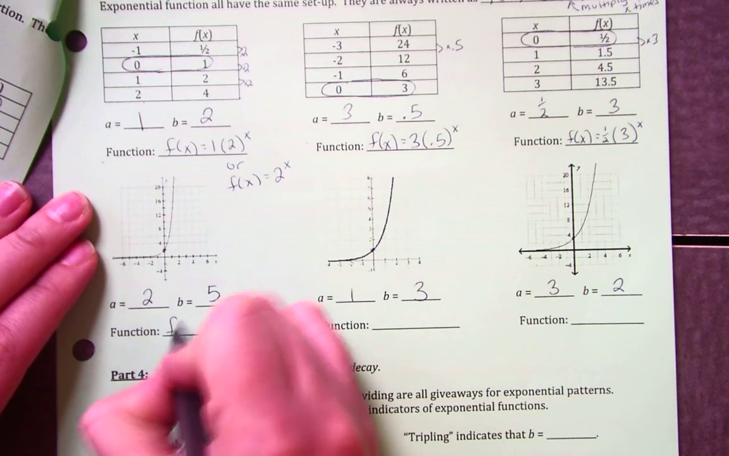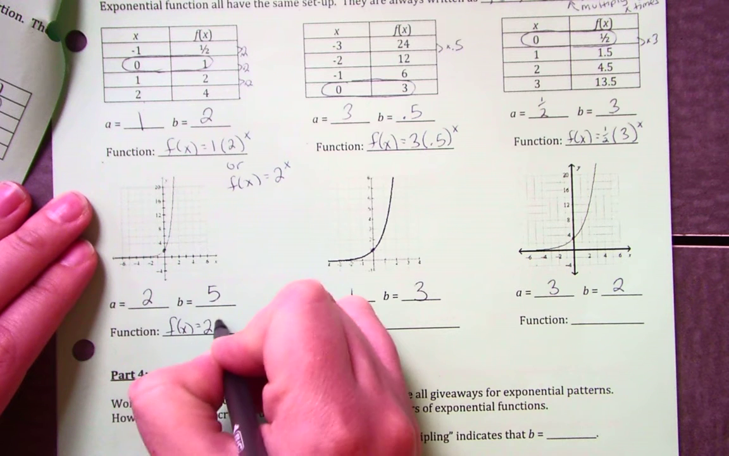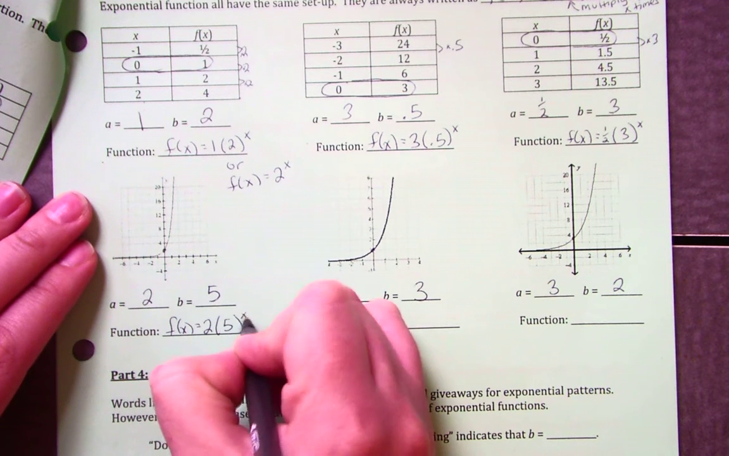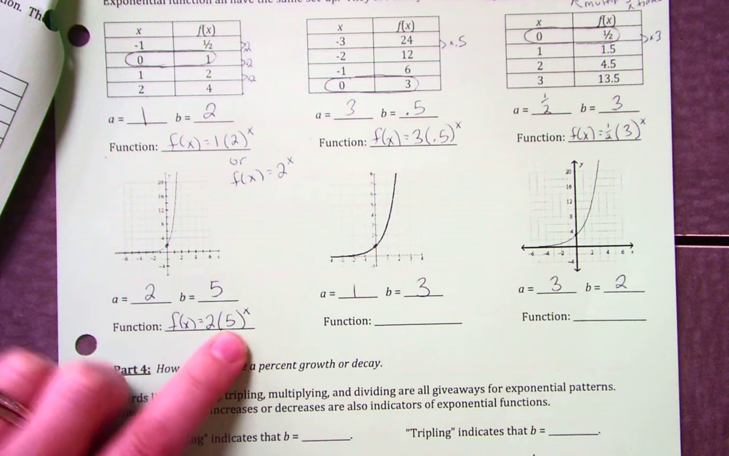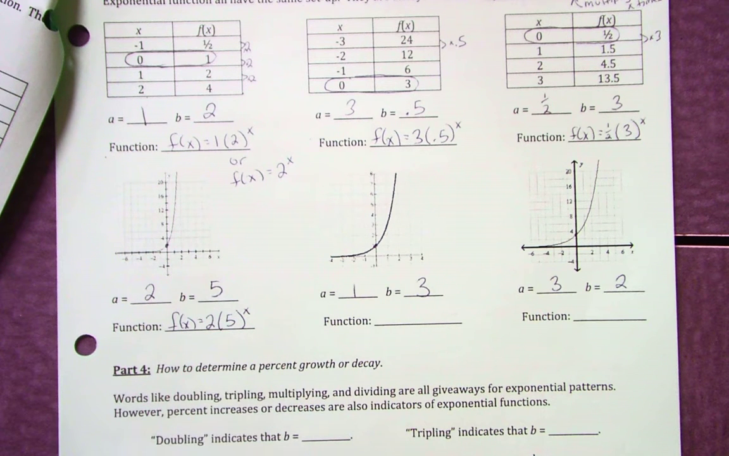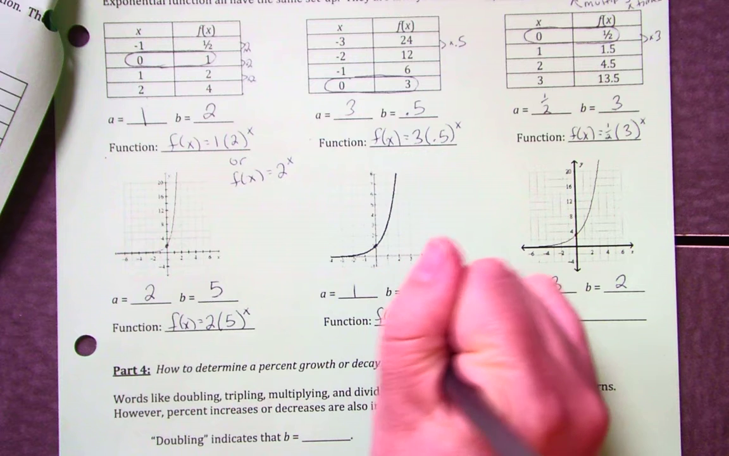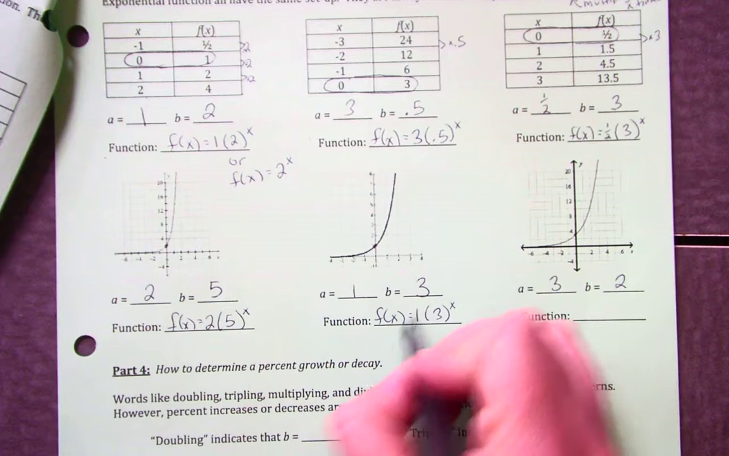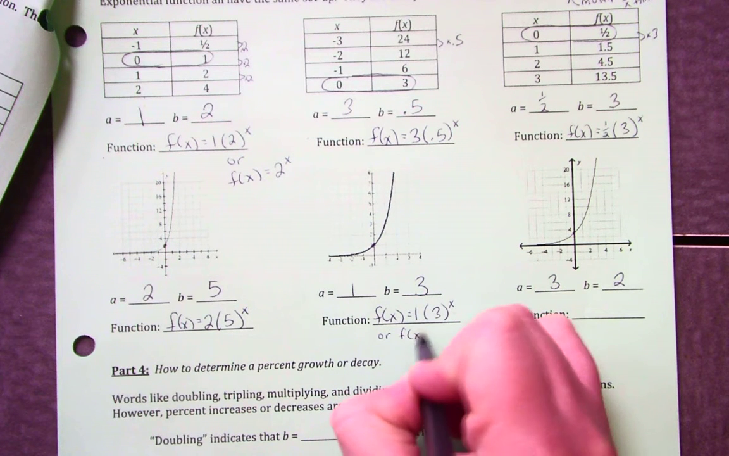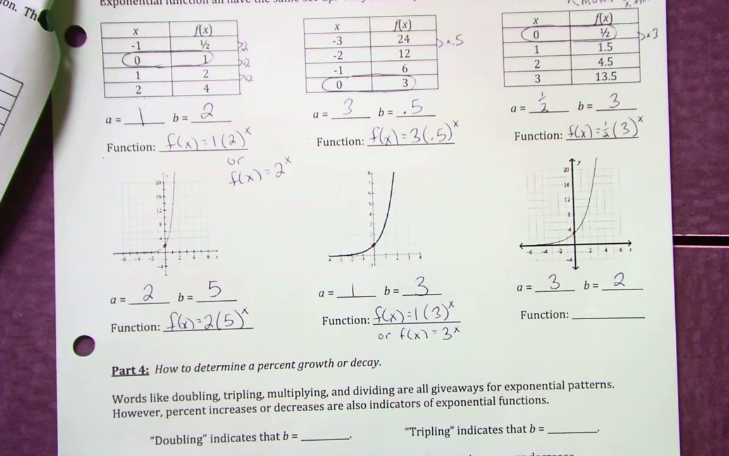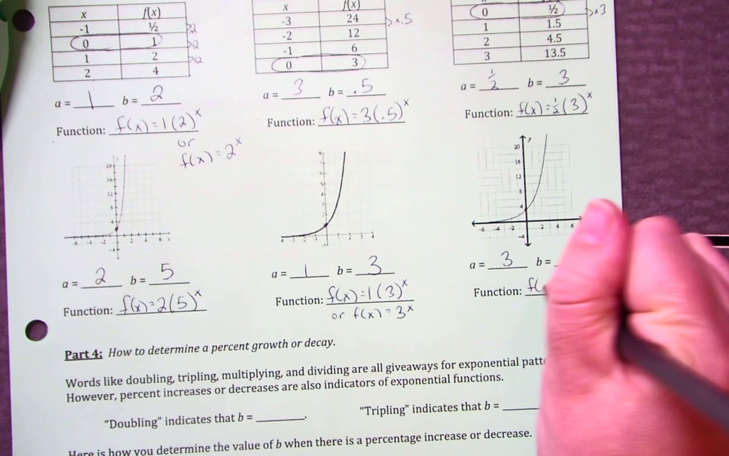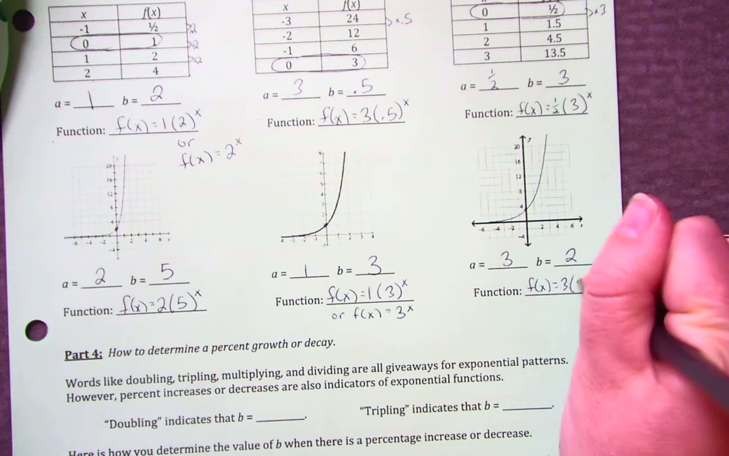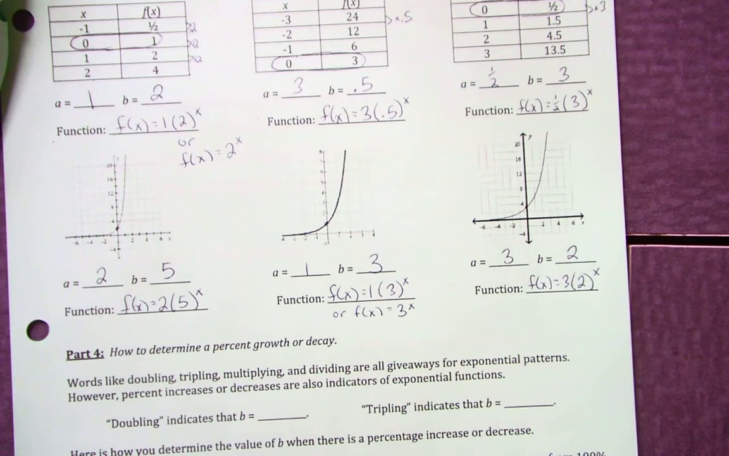Down here, same thing. We have our value of A times our value of B, and we're going to multiply 2 by 5, however many times x says to. Here we have f of x equals 1 times 3 to the x power, or because a is just 1, we could also write just 3 to the x power, because 1 times 3 is really just 3 to the x power. And then over here we have f of x equals 3 times 2 to the x power.